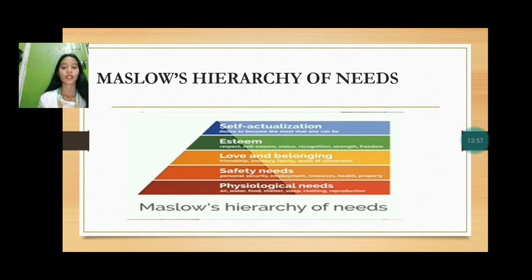Okay, at stage four we look for esteem, such as respect, self-esteem, status, recognition, strength, and freedom. We want to be someone who is appreciated. If we satisfy these needs, it can motivate us to do better in life. It will help us take care of ourselves and explore our full potential.